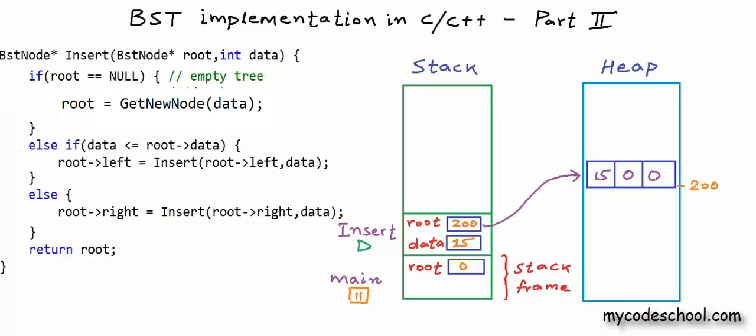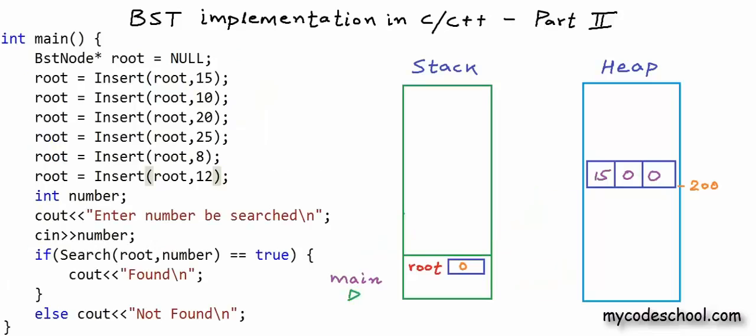And now this particular call to insert function will return the address stored in this variable root, which is 200 now, and finish. And now main will resume at this line, and root of main will be set as 200. The return of this insert call, insert root 15, will be set here.